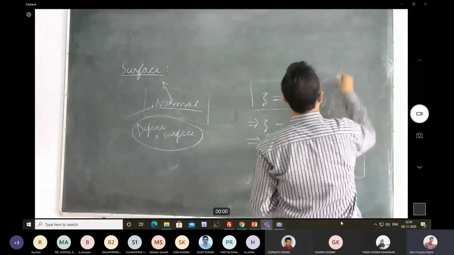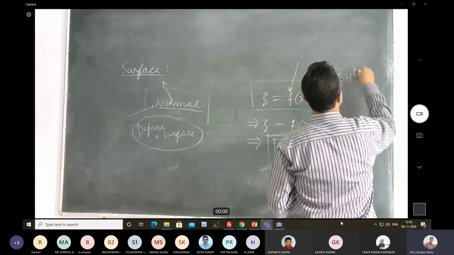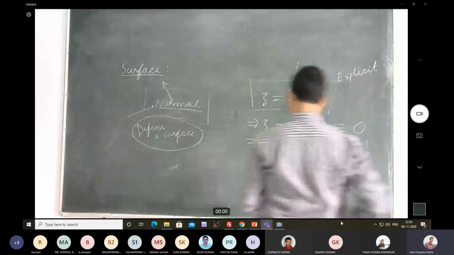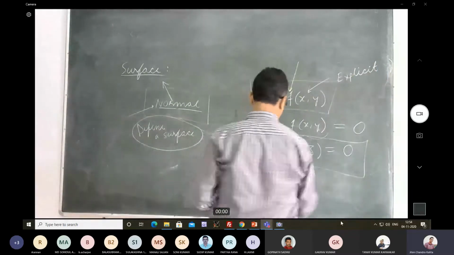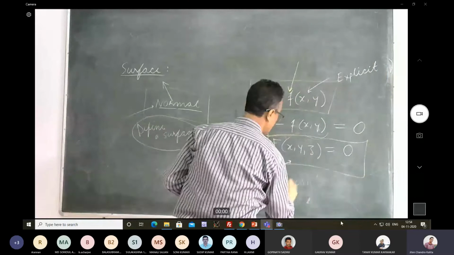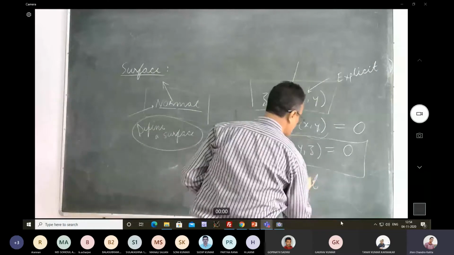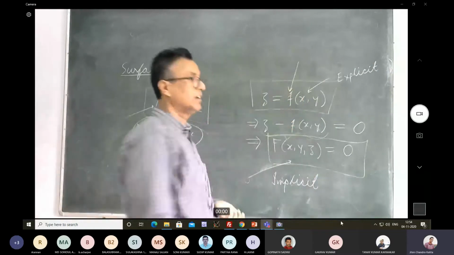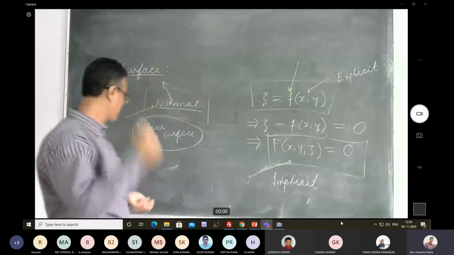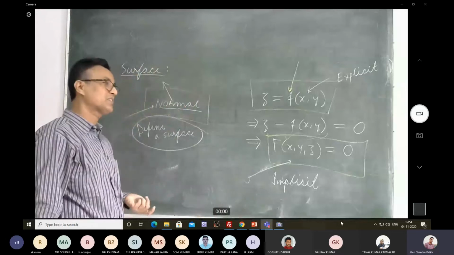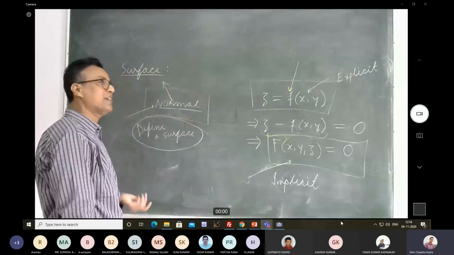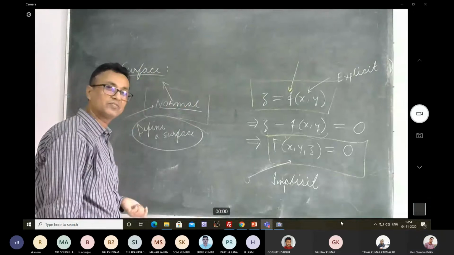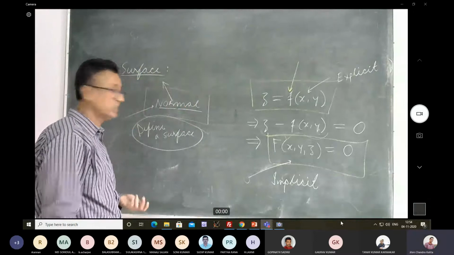Okay. This is explicit and this is implicit. Okay. So there are two ways of describing it. Another thing, yes. Explicit, implicit is fine. So can you add something more to that? Yes?